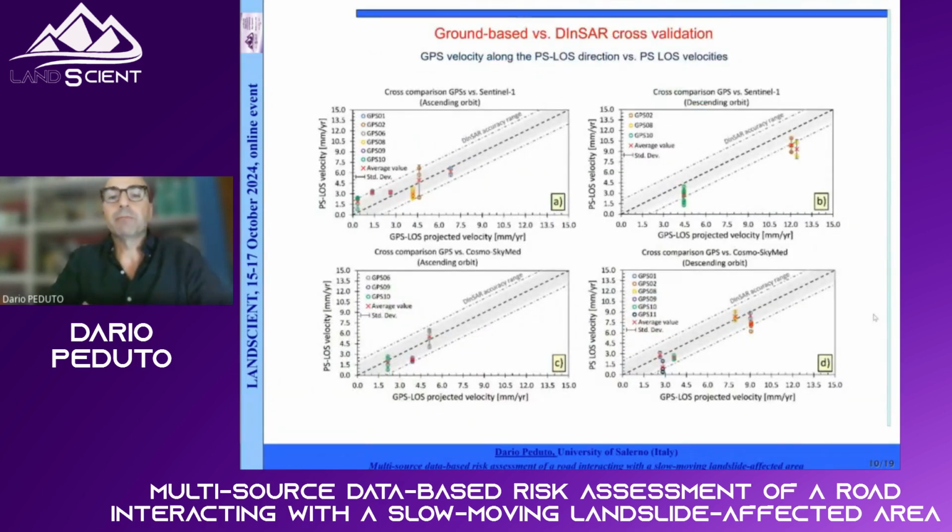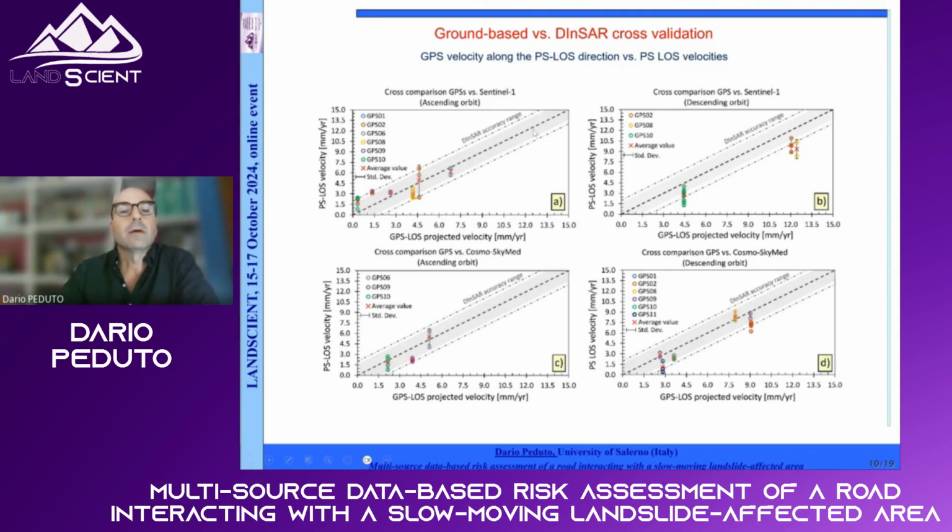Another key step before going to the result was the comparison, that is, the validation of SAR data with ground-based data. In this case, we compared the displacement derived from permanent scatterers with GPS. On the left, the first two graphs show the comparison of the velocity from SAR and GPS projected along the line of sight of the sensor.